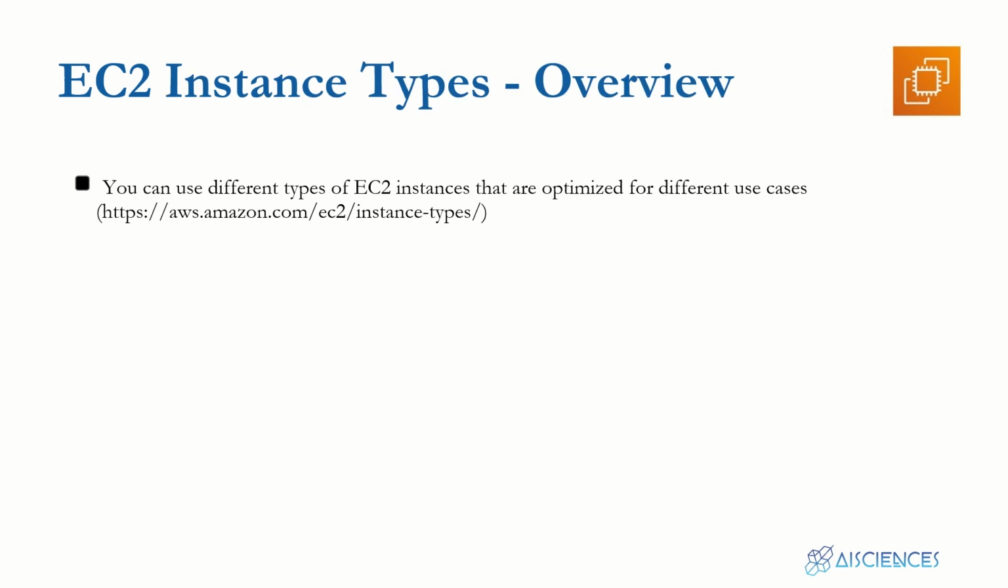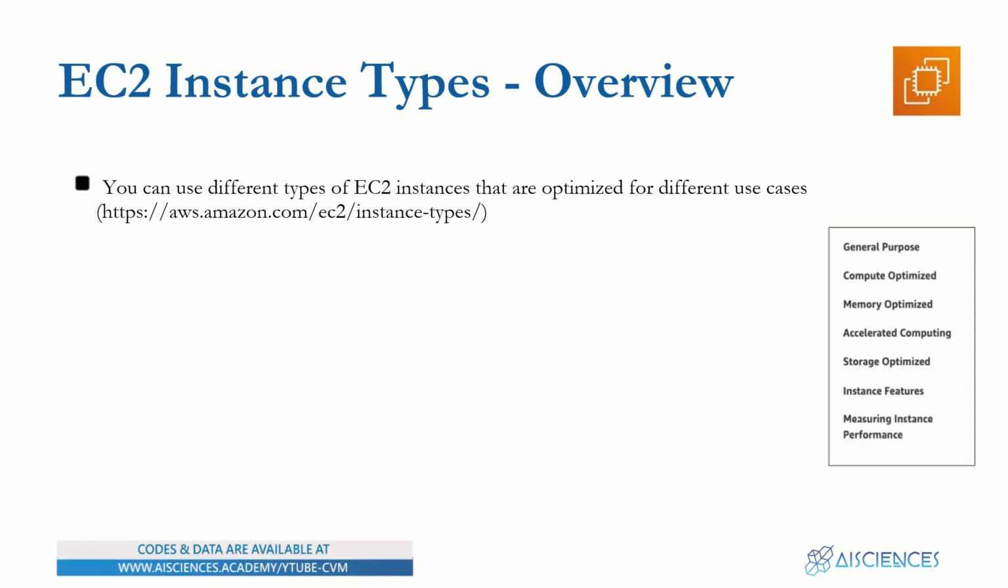You can use different types of EC2 instances that are optimized for different use cases, and I have provided a link over here. You can visit it to have a know-how of the instance types, but I'm going to explain some of them to you, the basic and the core ones. So we have this general purpose instance type. Basically it is used to have a balance between the networking, the performance, and the storage. And if we have this compute optimized, it means that we need a high performance instance. So for that we need a higher storage, obviously, and a higher memory, RAM, and higher CPU.